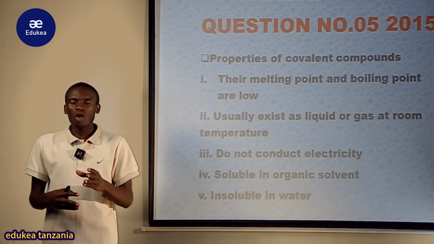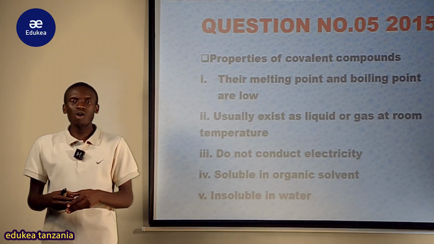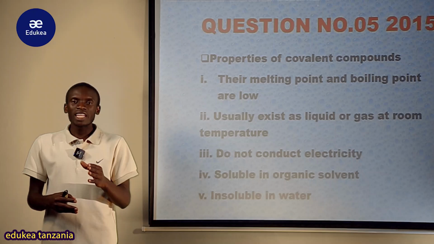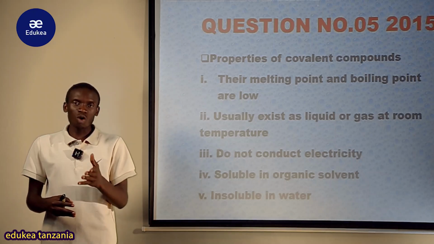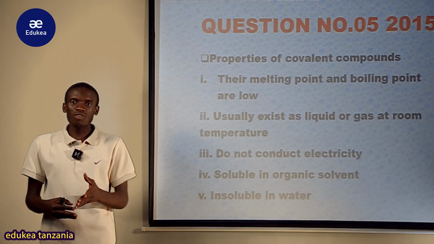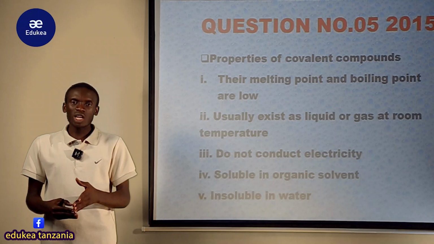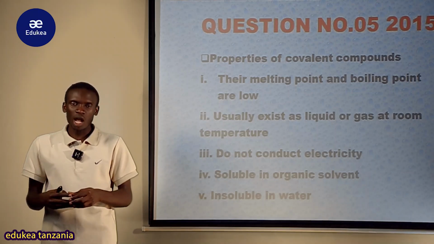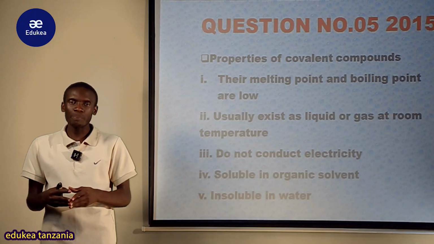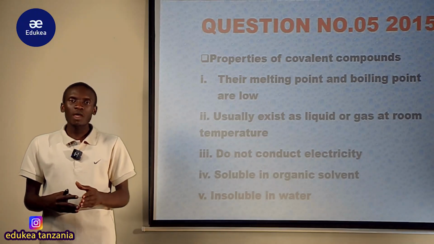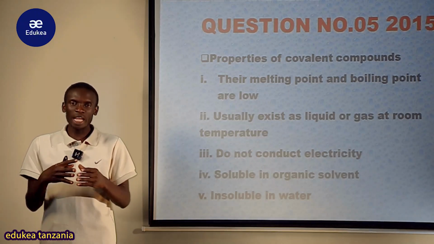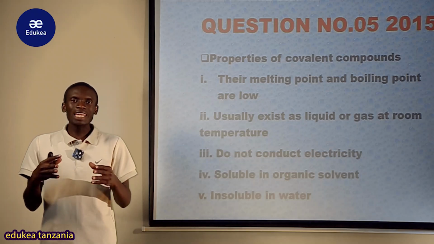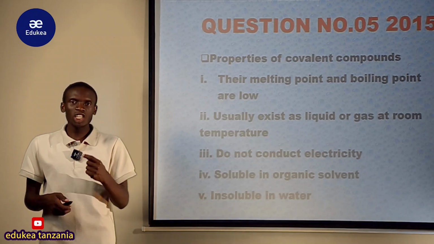So kwa mfano ukizungumzia sulfur trioxide au sulfur dioxide, hizo ni covalent compound kwa sababu zimekuwa made by sharing of electrons. Hakuna ions pale wala hakuna cation, na mara nyingi zinakuwa formed between non-metals. Between non-metals unapata covalent compound.